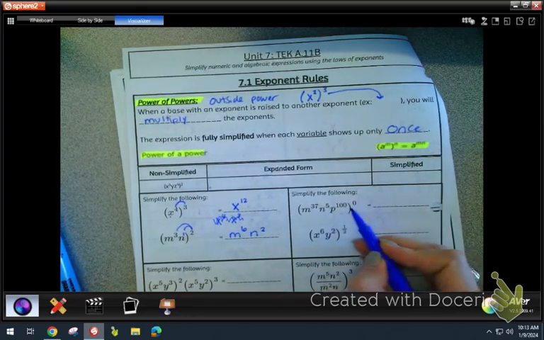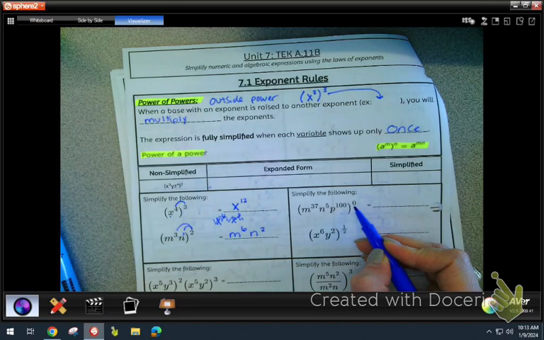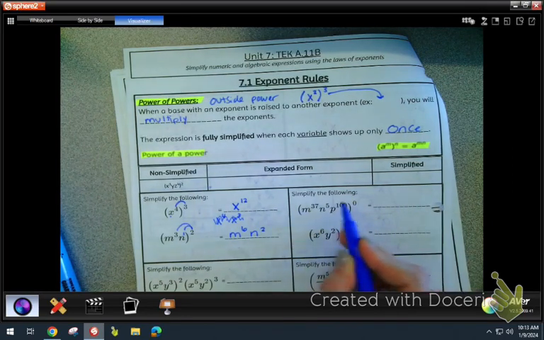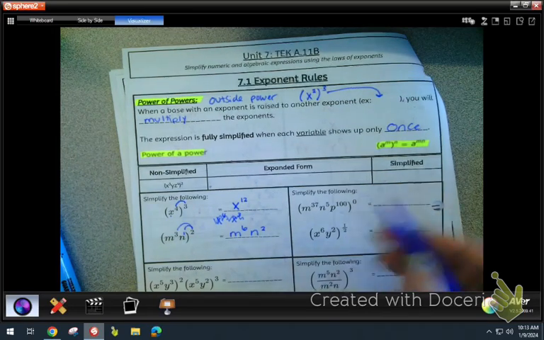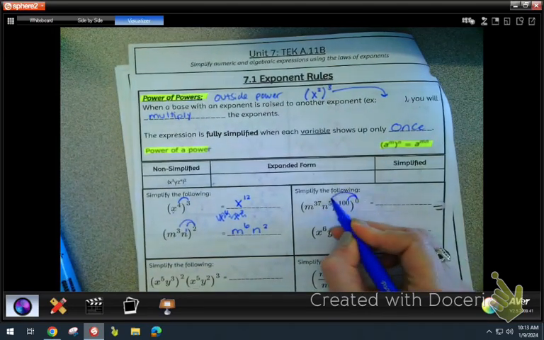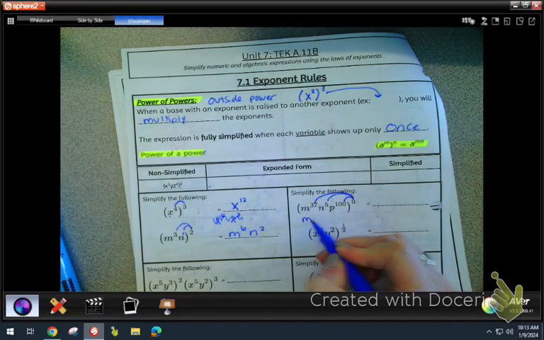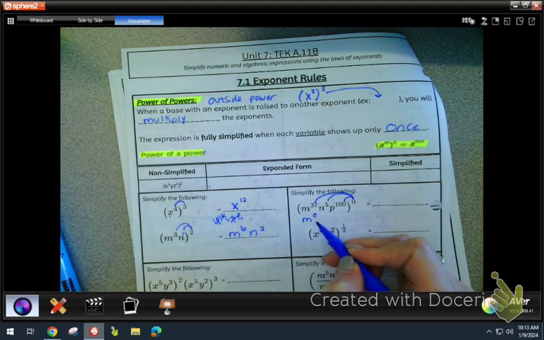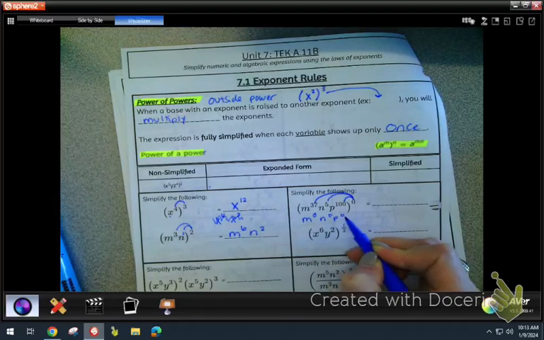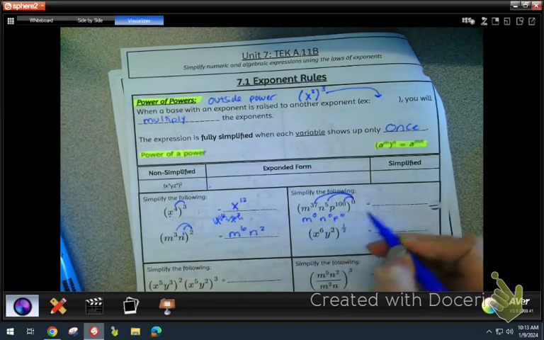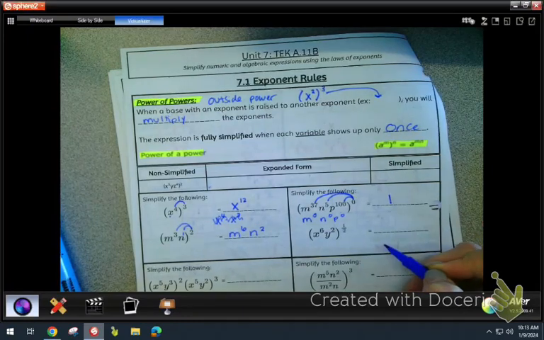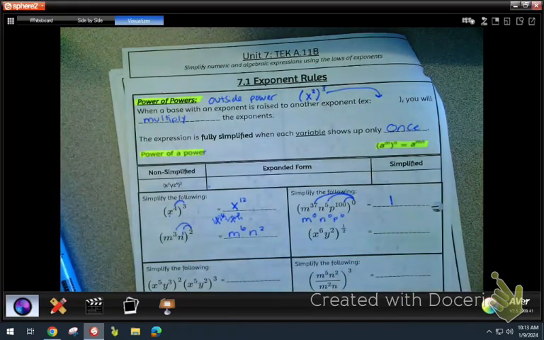Over here, we got another outside power. What's our outside power this time? Are all of these attached to a 0? So bring it in: 0, 0, 0. So what does that become? What's 0 times anything? 0. 0 as an exponent is 1. So this becomes m to the 0, n to the 0, p to the 0. 1 times 1 times 1 is 1. If the outside power is 0, that whole thing's going to be 1 every single time.